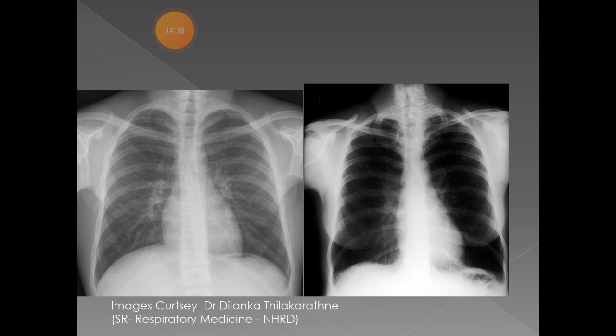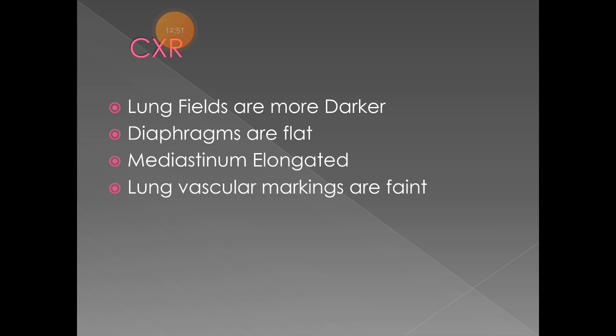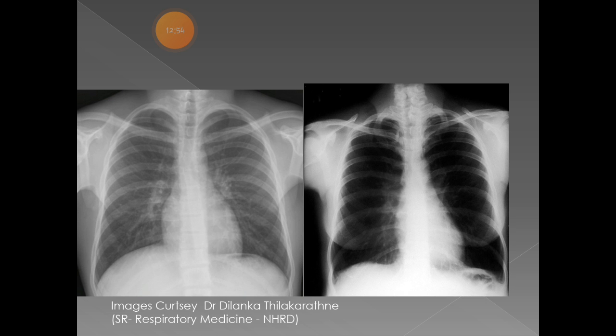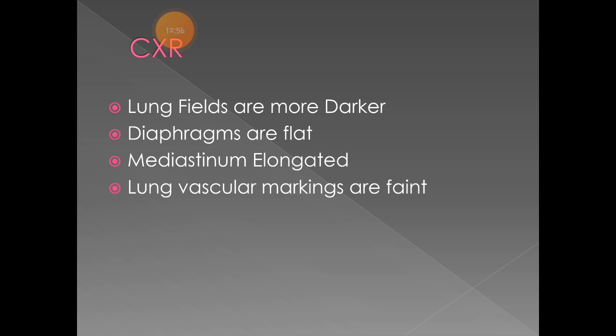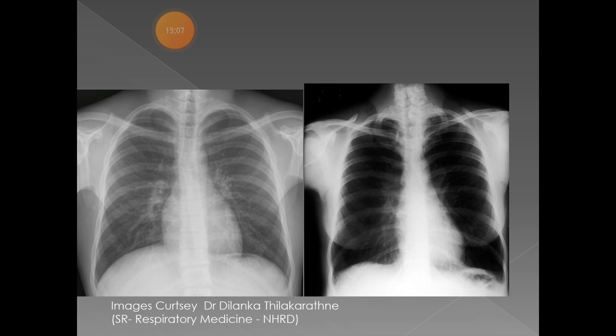So here's a chest x-ray of a COPD patient. On the left side there's a normal PA view chest x-ray, and on the right side there's a COPD patient's chest x-ray. In this x-ray you can see the lung fields are much darker, the diaphragms are flat, the mediastinum is elongated, and the lung vascular markings are faint. The lungs are black, diaphragms are flat, mediastinum is elongated, and the vascular markings are not prominent.